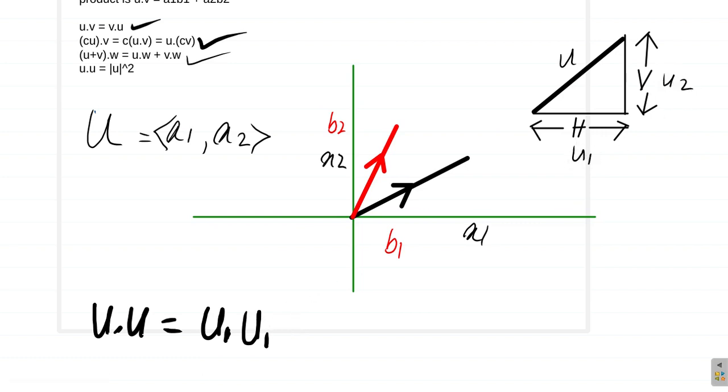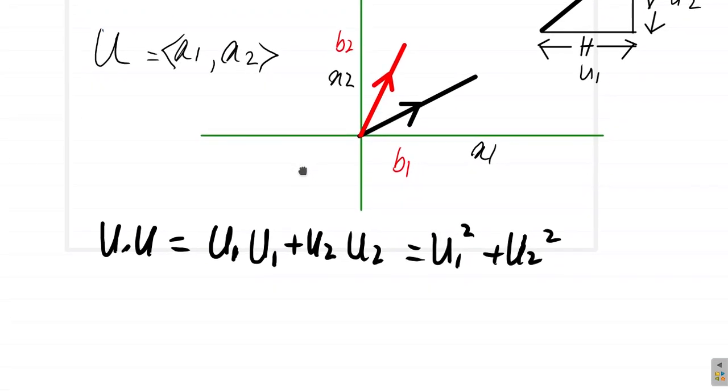u1 times u1 plus u2 times u2. Now, what is that? It looks like u1 squared plus u2 squared. That's what it looks like, right?